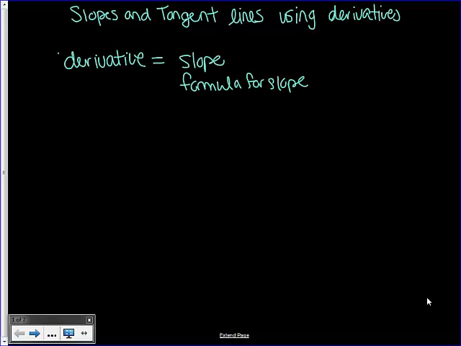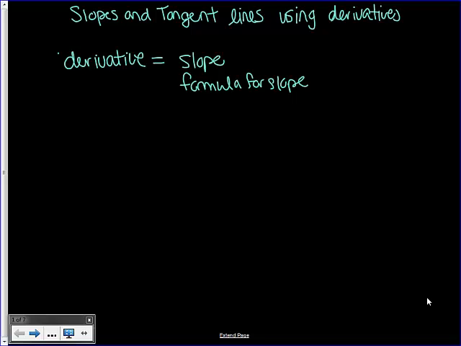Okay? So, if I tell you I want to find the slope of 4x squared when x is 2, all I got to do is take the derivative and plug in 2. That literally is all we're going to do. And then we're going to find some equations of tangent lines using derivatives as well.